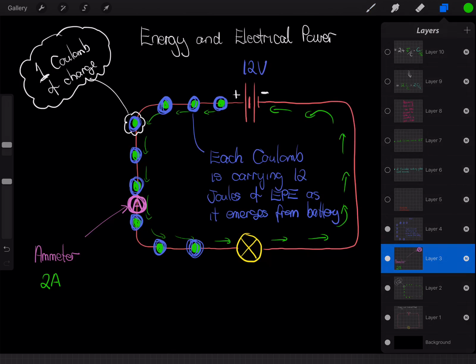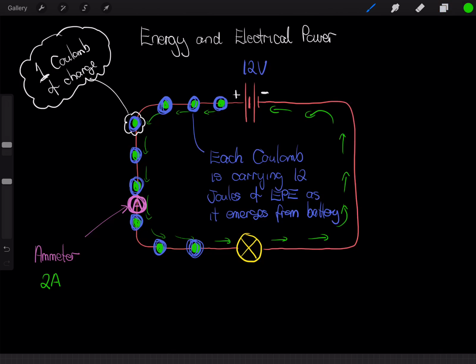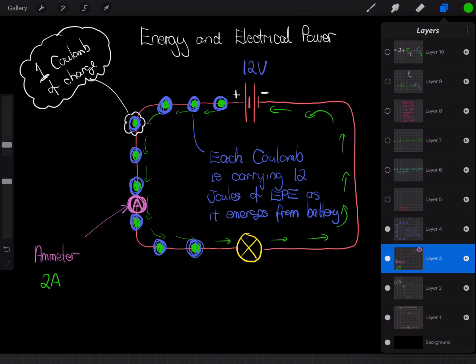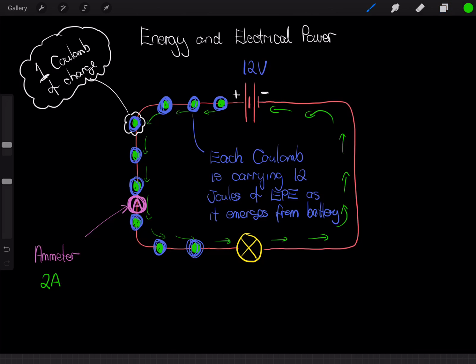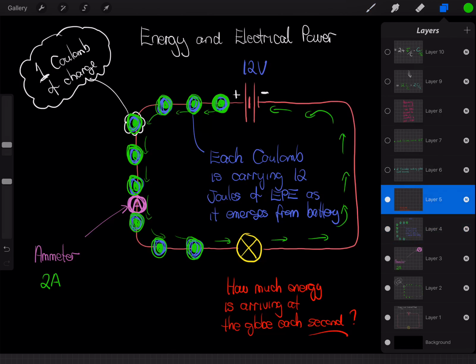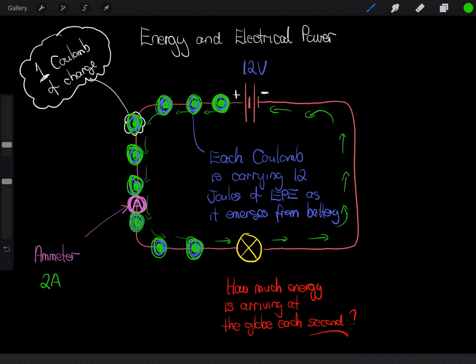Okay, and the other bit of information we need is that this battery is a 12-volt battery, and therefore every coulomb that comes out of our battery receives 12 joules of energy. So each of these coulombs receives 12 joules of energy from the battery, and they're traveling around our circuit and delivering this energy to the globe. Okay, so the question we wish to ask is how much energy is arriving at the globe each second?